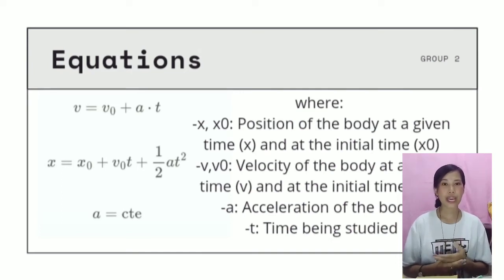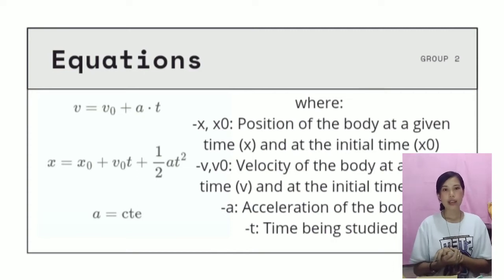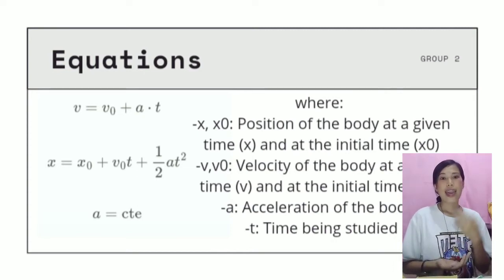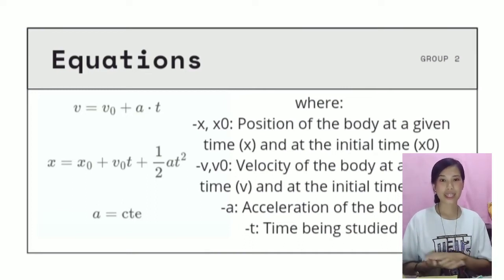And we have here the V and the V sub O, the velocity of the body at a given time V, and at the initial time V sub O. Its unit in the international system is meter per second. And then A stands for the acceleration of the body, and it remains constant with a value different from zero. Its unit in the international system is meter per second squared. And lastly, T is the time being studied. Its unit in the international system is the second.